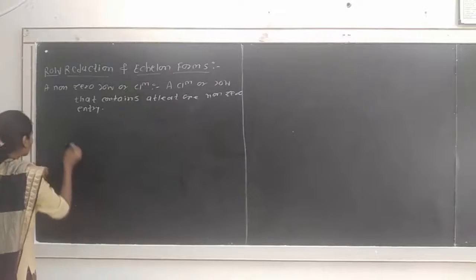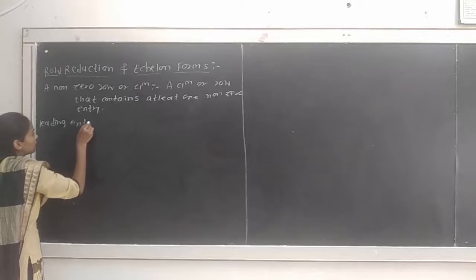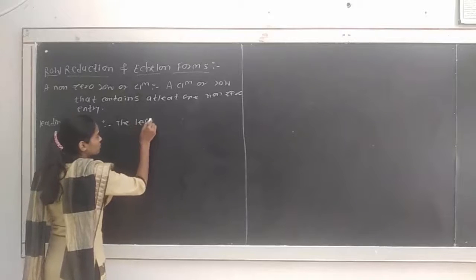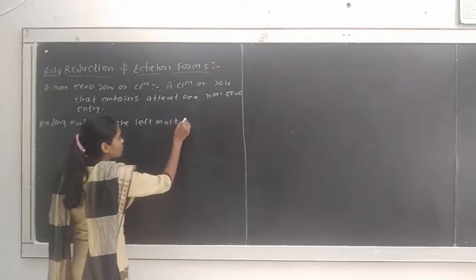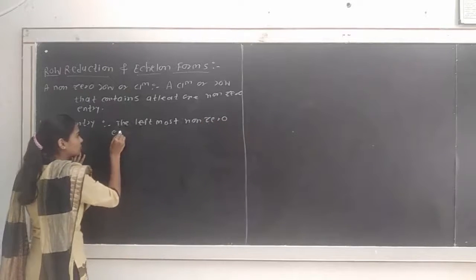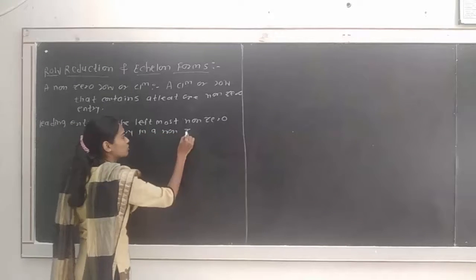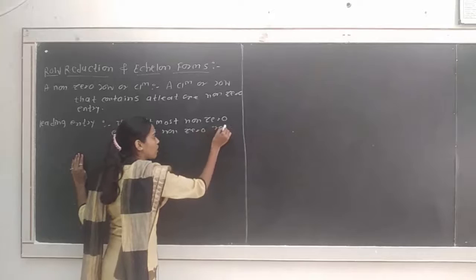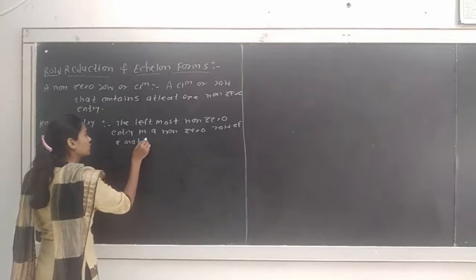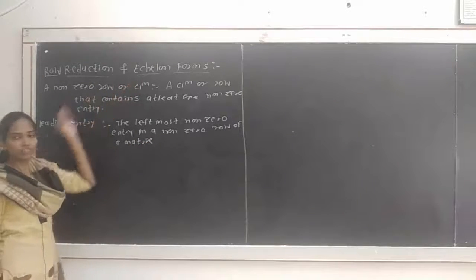Next we see the definition of leading entry. The leftmost non-zero entry in a non-zero row of a matrix is called the leading entry. Then we have to see the actual definition of echelon form.